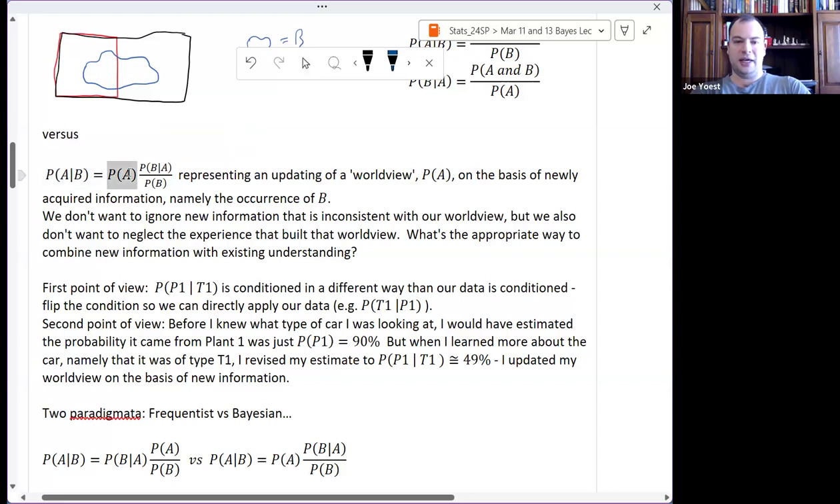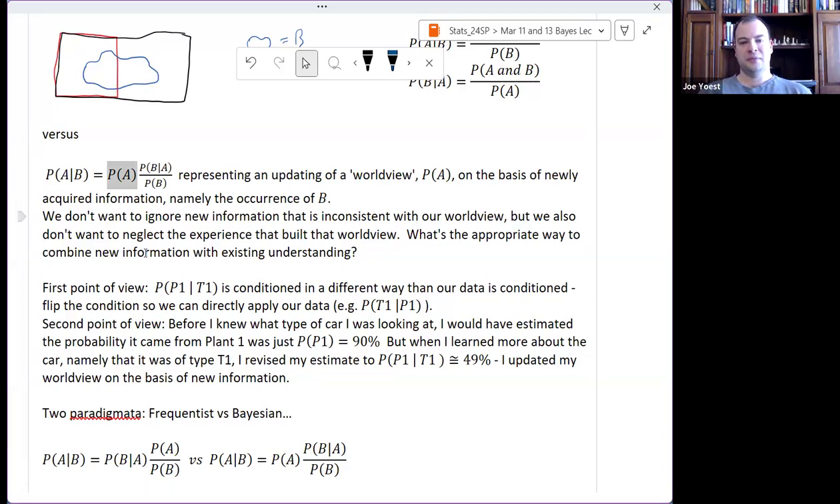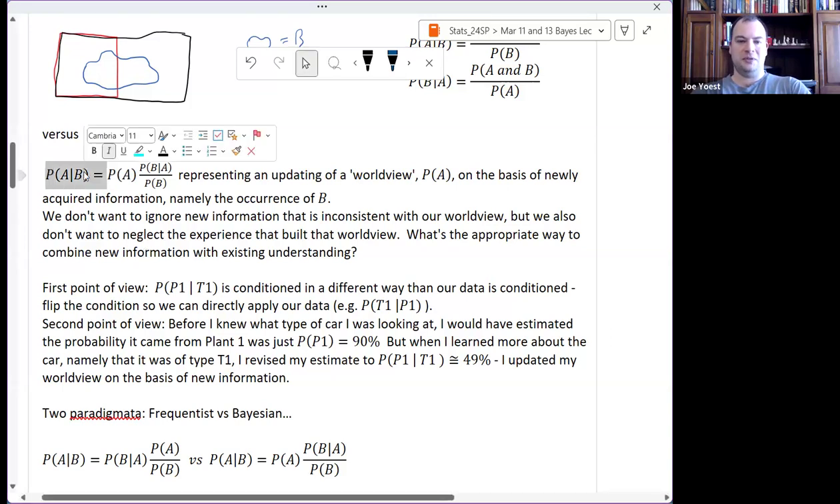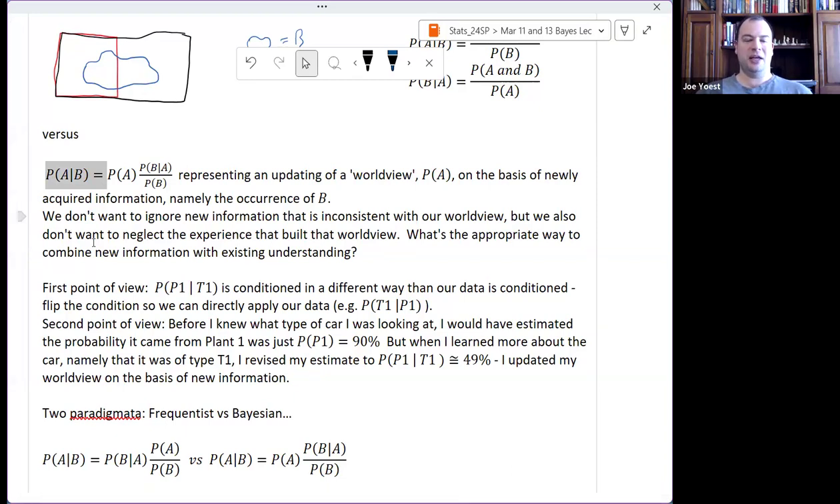Well, I consider that I had a worldview. I had some degree of belief in event A happening. I obtained some new information, specifically the knowledge that event B has occurred. I want to update my probability of event A. I want to update my degree of belief in A in light of the new information. This new information might make me think that A is more likely to occur. It might strengthen my belief in A's occurrence, or it might weaken my belief in A's occurrence.